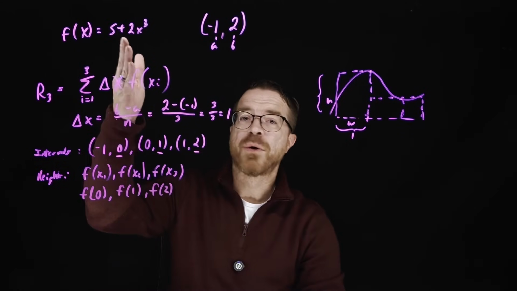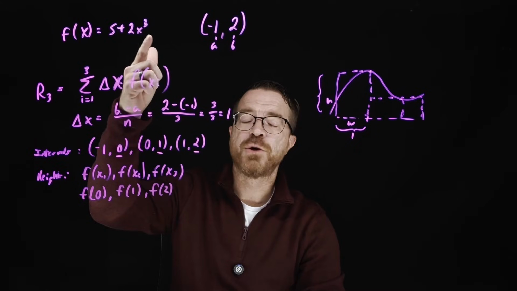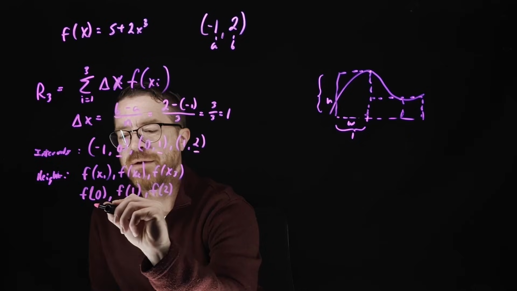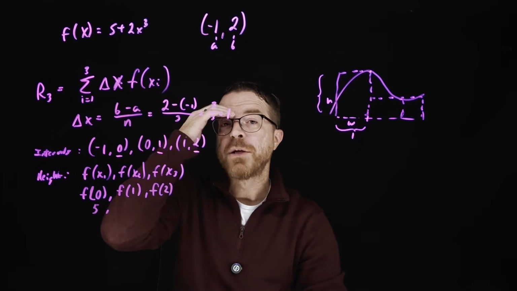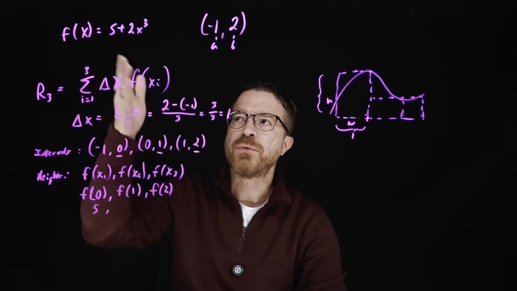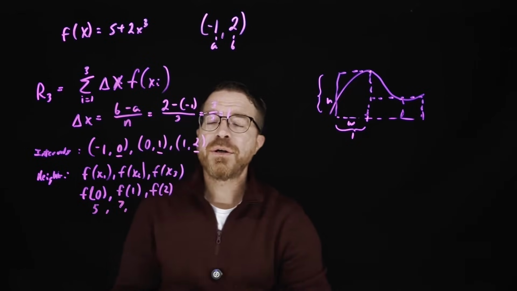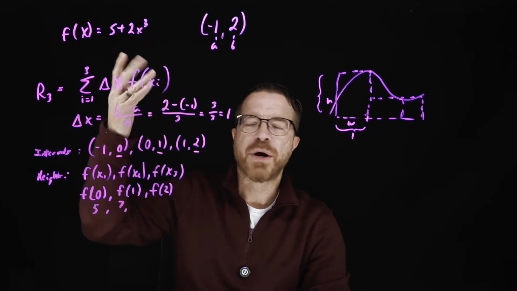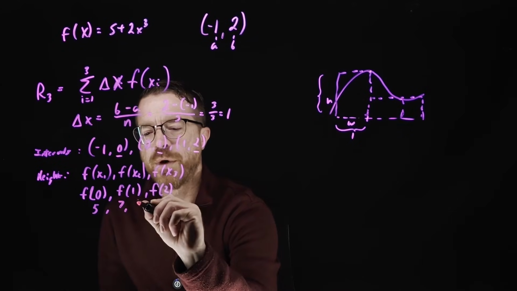Plugging this into our original function, if I plug in 0, 0 cubed is 0, times 2 is still 0, so I will get this first height is 5. For the second interval, I'll plug in 1, so 1 cubed is 1, times 2 is 2, 5 plus 2 is 7. And for my third, I plug 2 in, I get 2 cubed, which is 8, times 2, which is 16. 16 plus 5 is 21.